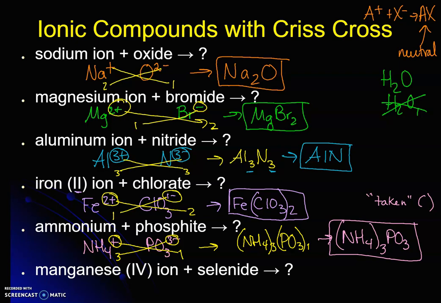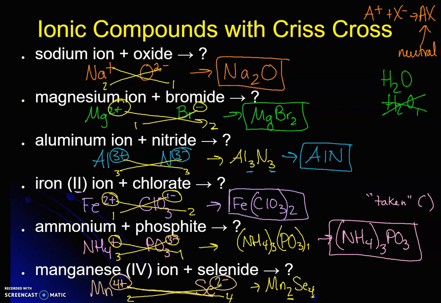All right. And then lastly, we have manganese IV. IV means 4. So that's Mn4 plus. And selenide comes from selenium, column 16, Se2 minus. So I have a 4 plus and a 2 minus. All right, let's crisscross them. So, to be consistent with my colors here, 4 goes here, 2 goes here, and I get Mn2Se4.